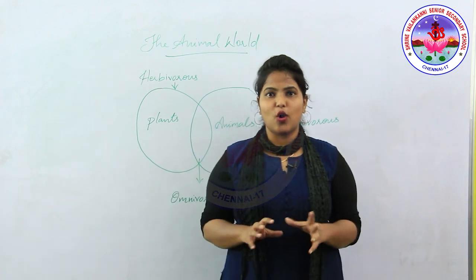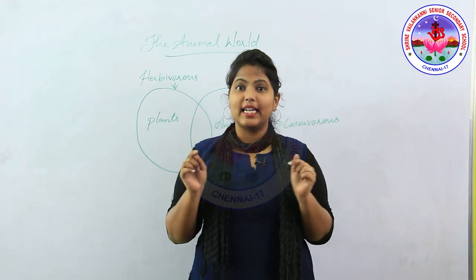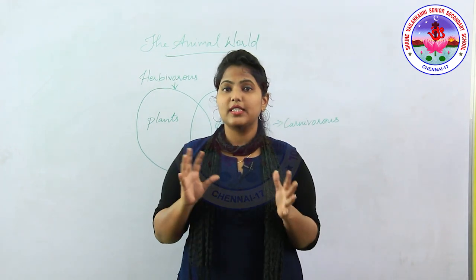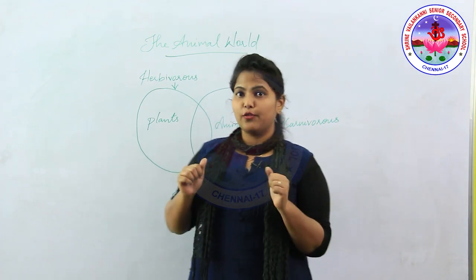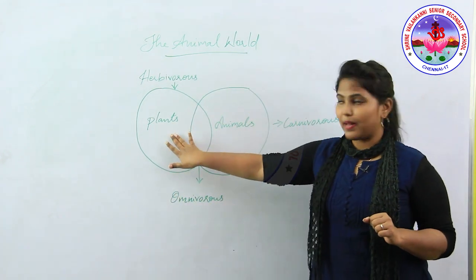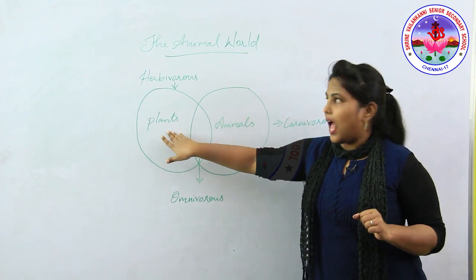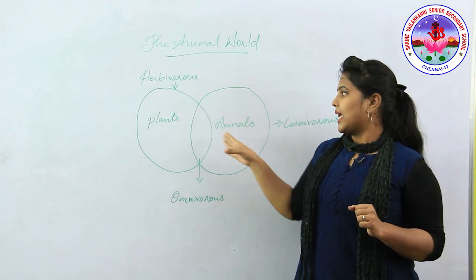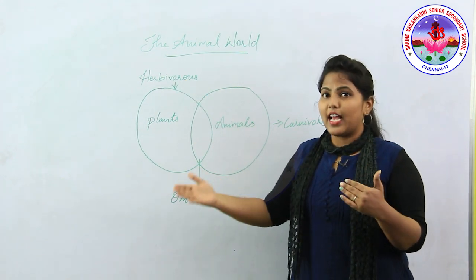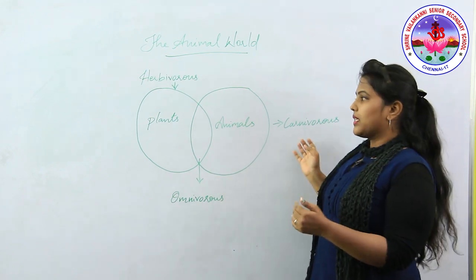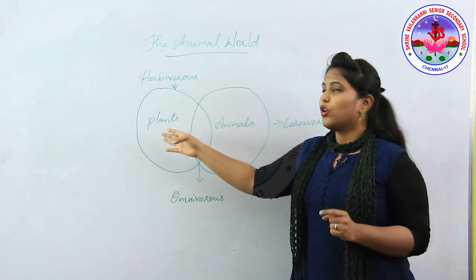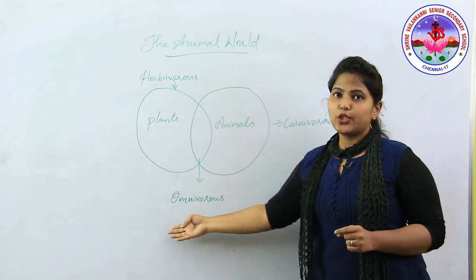Okay, just now we saw the different types of animals, and now we are going to see what are the different types of food these animals will eat. For example, I'll show you this. The plants. The animals that eat plants are called herbivorous, and the animals that eat other animals' flesh or meat are called carnivorous, and the animals which eat both the plants and animals are called omnivorous.